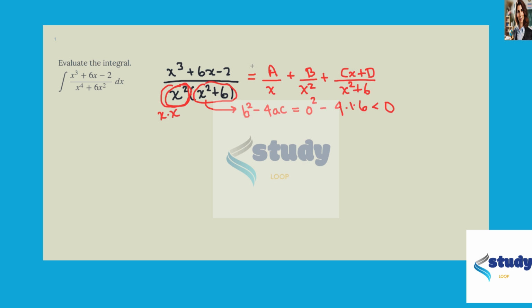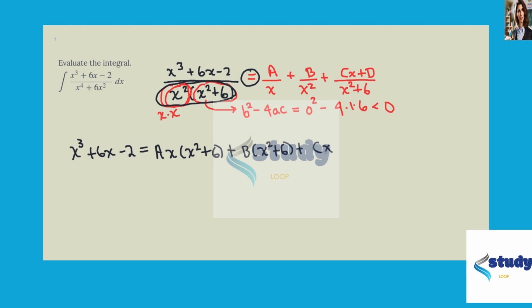Now let's take this equation up here and multiply both sides by that denominator on the left. When we do so, we should get x cubed plus 6x minus 2. Now on the right hand side, we have A times x squared plus 6, B times x squared plus 6, and then cx plus d, and that gets multiplied by x squared. Let's just go ahead and expand this right hand side.